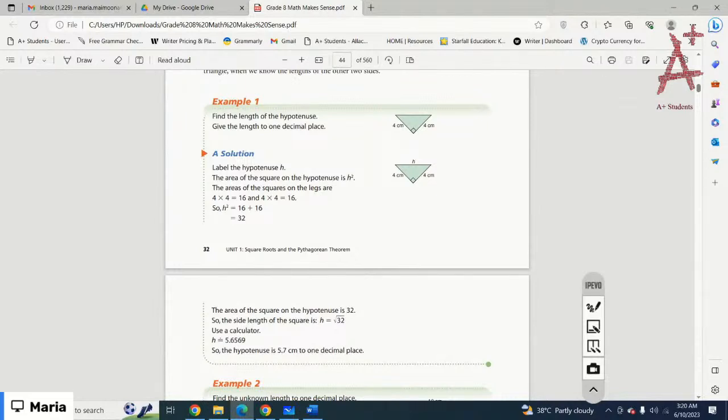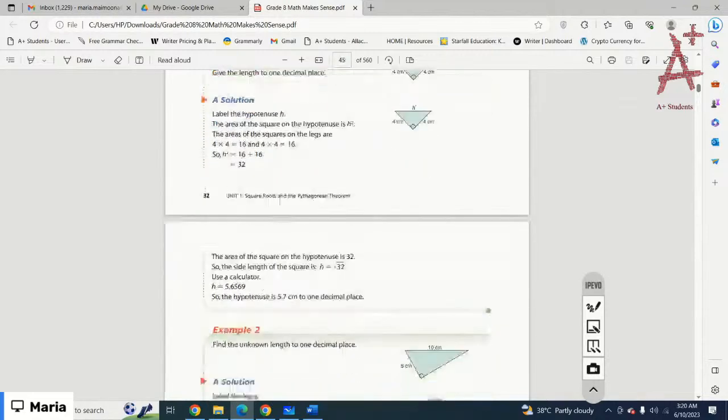The hypotenuse is exactly the side opposite the right angle of the triangle. So we can write it as h squared equals 4 squared plus 4 squared, that would be 32. Got it? Let's just start with the practice questions.